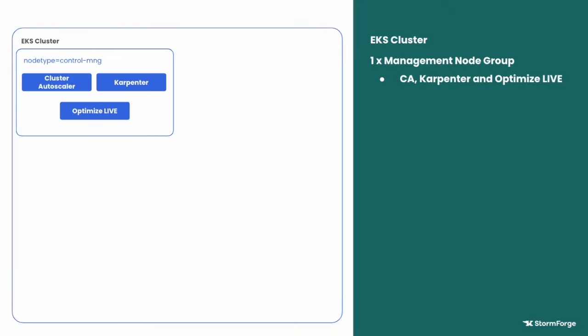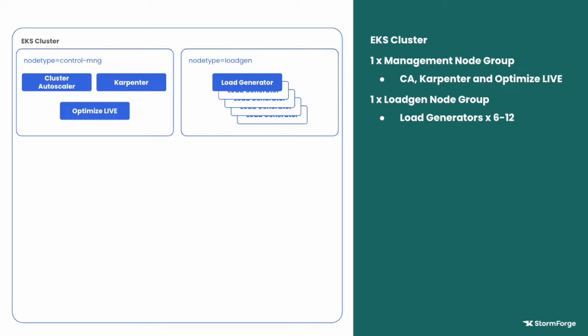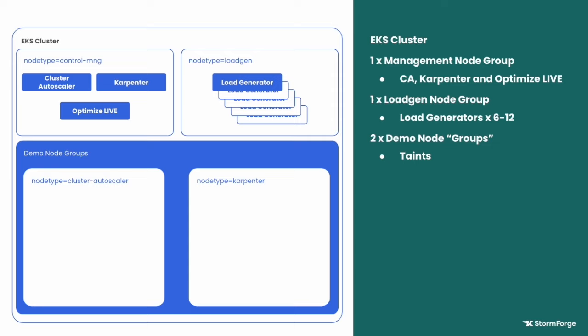We start by separating out our autoscaling tools so that their usage does not influence the cost of our application. Second, we have a dedicated set of nodes on which we run a set of load generators for our applications. These will generate the workload usage metrics Optimize Live will analyze for its right-sizing recommendations. And lastly, we will focus our demo on two groups of nodes, the first of which is autoscaled using a traditional autoscaling node group and cluster autoscaler. This will serve as our control. The second group of nodes will be provisioned by Karpenter.